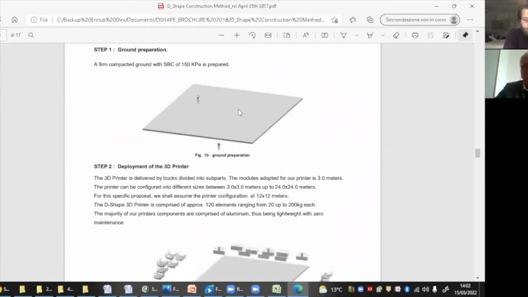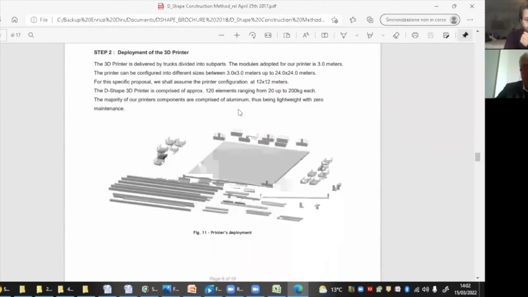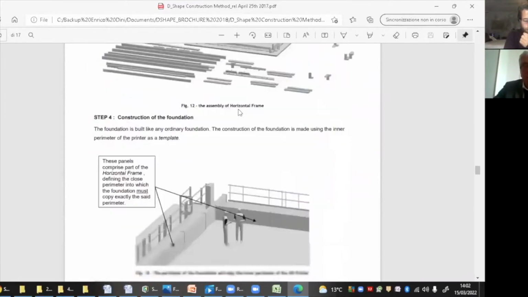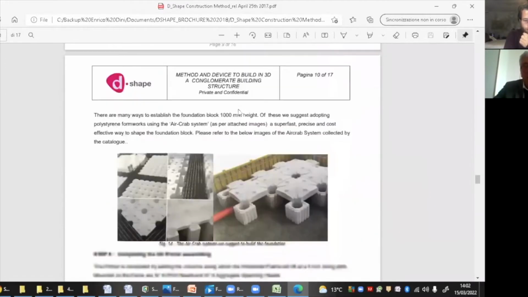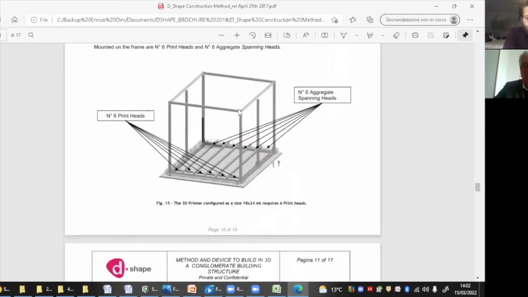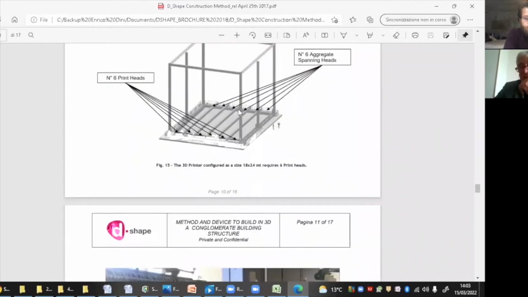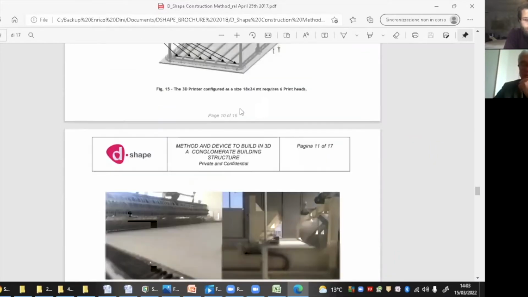We start from the ground preparation, then we deploy the printer, then we assemble the printer, and then we prepare the foundations. What's the approximate assembly time? Pardon? How long does it take to assemble? Between 1 day and 7 days. Probably we are in the middle, 4 or 5 days to assemble to be operative.